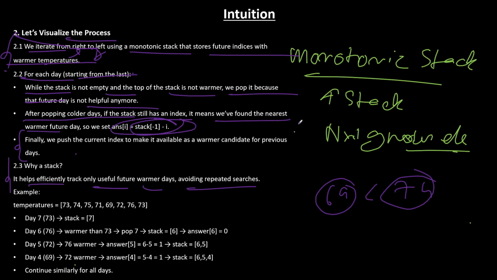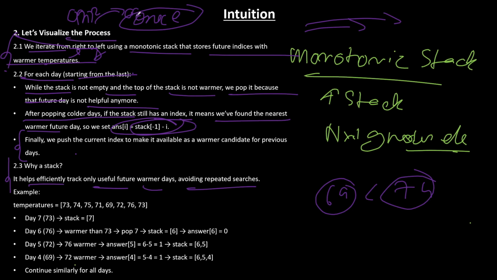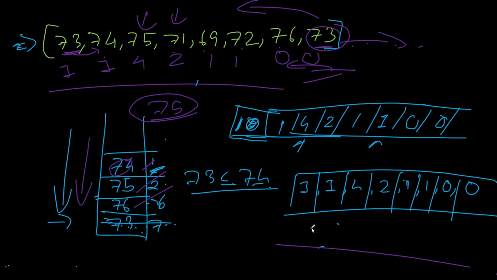In whichever kind of question, if you see that you have to predict something of the future and you need it only once, and the time complexity is O of n square and it can be converted to O of n, please go for stack. Right? This is the example which we took.